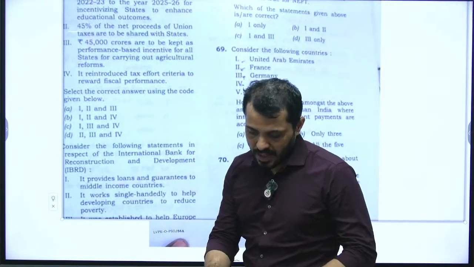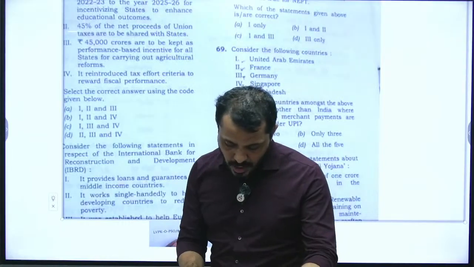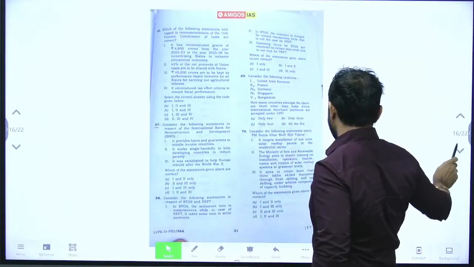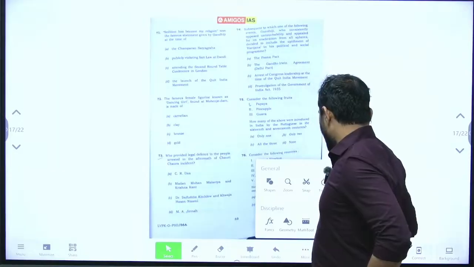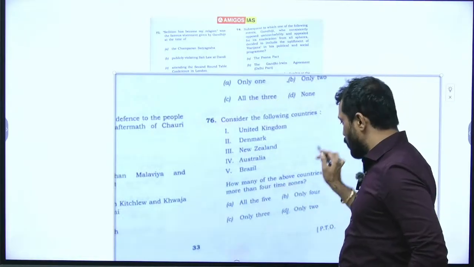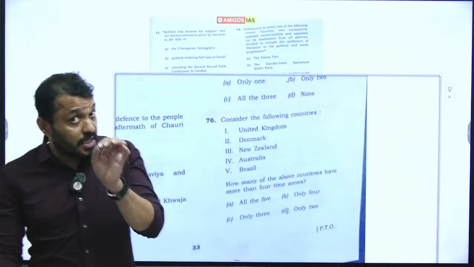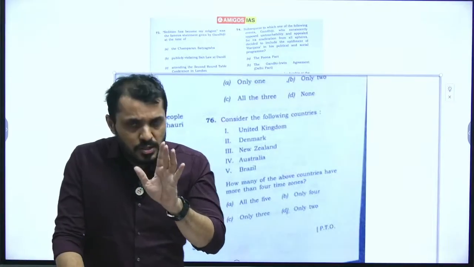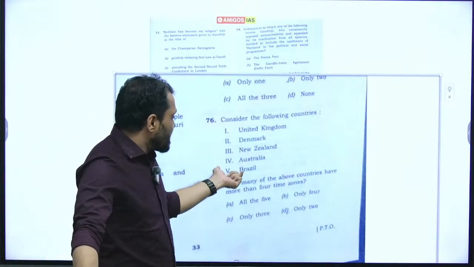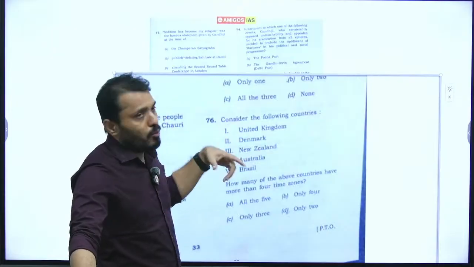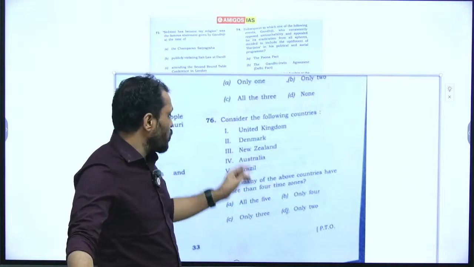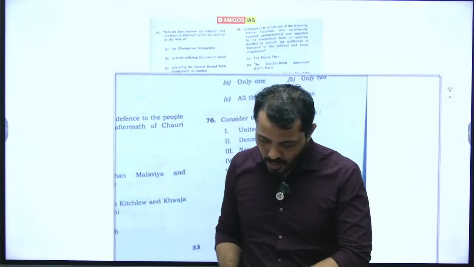Only 3 nations. Our next question is on time zones, related to map work. They have given 5 countries, and the question is how many of the above countries have more than 4 time zones. They did not ask about 4 or more than 4, so we take it in a very conservative manner. Out of these, Brazil has 4 time zones. The rest have more than 4. They are asking exclusively about more than 4 time zones, so the answer is only 4. Question 76, the answer is B.